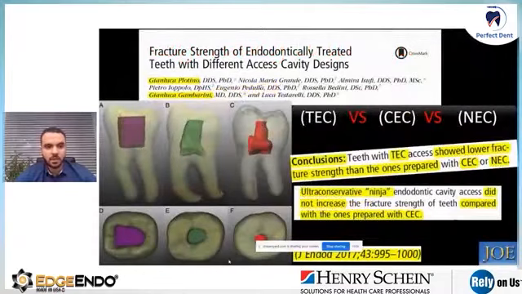Also, another interesting article was done by Professor Gianluca Gambarini, comparing traditional access cavity preparation, conservative access cavity preparation and ultra-conservative, or ninja, access cavity preparation. The conclusion was that teeth with traditional access cavity show lower fracture strength when compared with conservative and ultra-conservative access cavities, but the ultra-conservative access cavity didn't increase fracture strength of the tooth compared with the conservative access preparation.